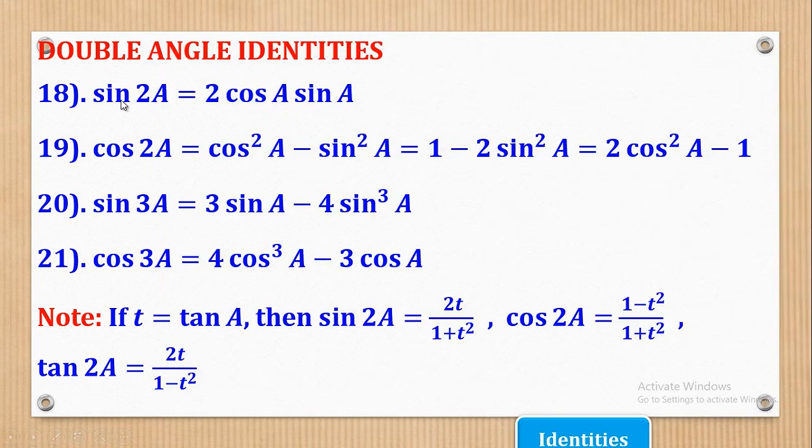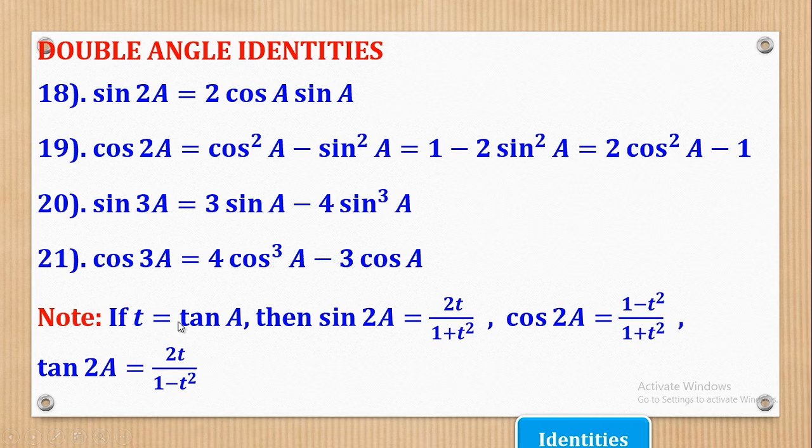So 18 says that sine 2a is equal to 2 cos a sine a, and 19 says that cos 2a is equal to cos squared a minus sine squared a, and is also equal to 1 minus 2 sine squared a, and is also equal to 2 cos squared a minus 1. Then 20 says sine 3a is equal to 3 sine a minus 4 sine cubed a. And 21 says that cos 3a is equal to 4 cos cubed a minus 3 cos a.